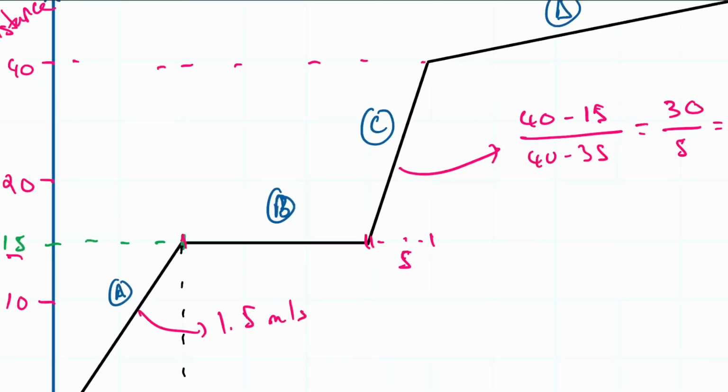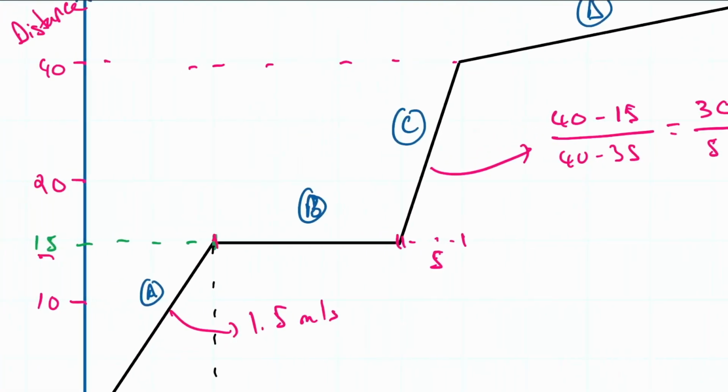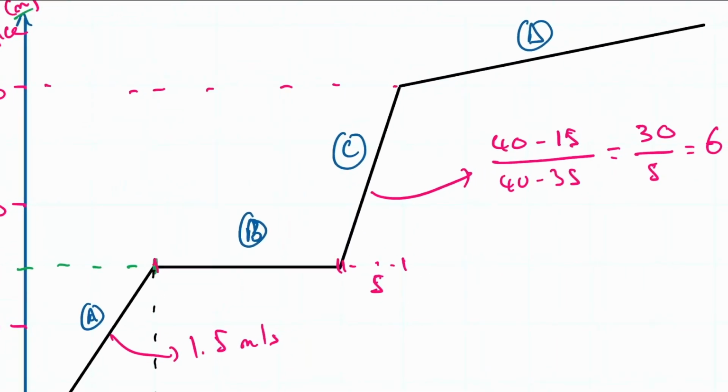Here the gradient was a lot less steep. In fact, it was actually 4 times less steep than over here, right? So A compared to C, whenever the gradient is a lot steeper and a lot larger, that means the speed is larger, okay? So when it's going faster, you're going to get a steeper gradient for your distance time graph. That's another fact that you should be aware of.